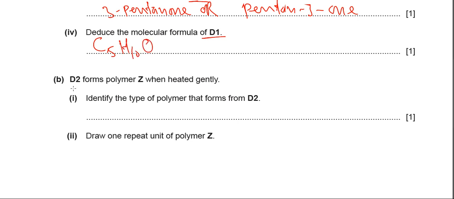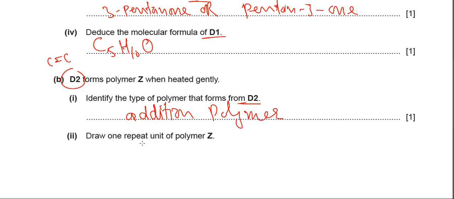Then he says D2 forms polymer Z when heated gently. Identify the type of the polymer that forms from D2. So D2 is an alkene, it contains a carbon to carbon double bond, and whenever double bonded compounds are polymerized, the polymer formed is an addition polymer.